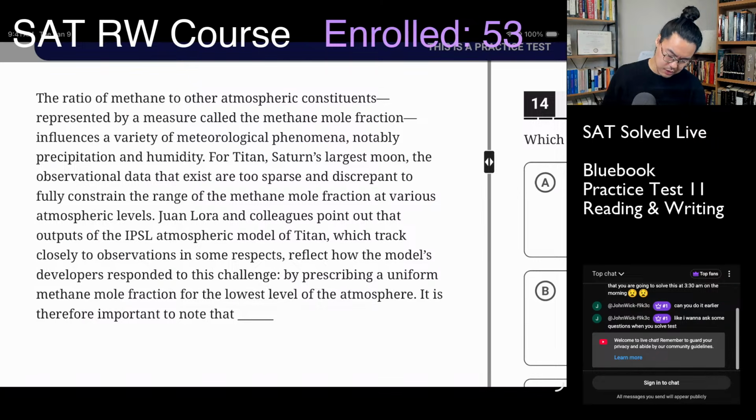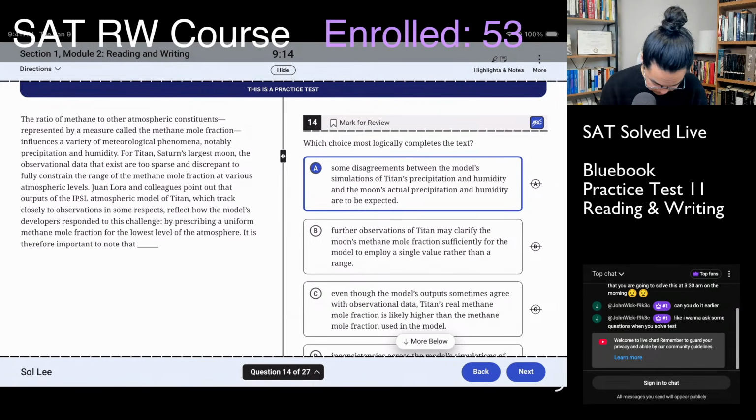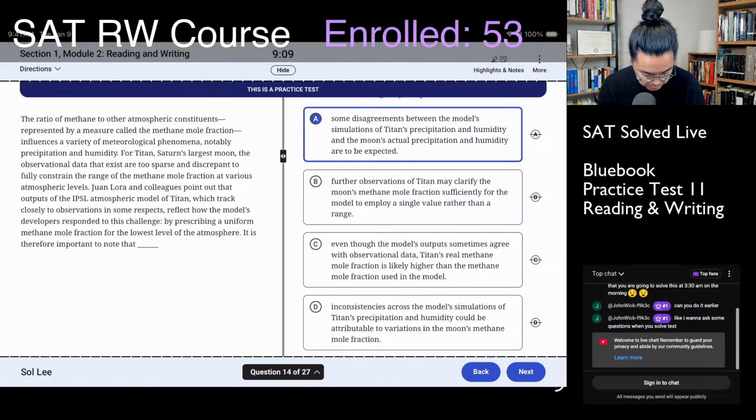Okay. Developers of the model, by prescribing a uniform methane mole fraction for the lowest level. Okay, they kind of put in an assumed value for the lowest level. It is therefore important to note that the model may not be totally accurate. Precipitation and humidity. Yeah, that is A actually, so I'm going to just quickly check. Oof, range, single. C says higher is directional. We don't know that because this is cross.